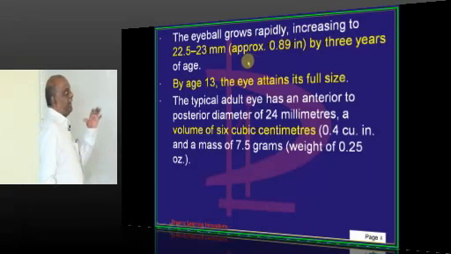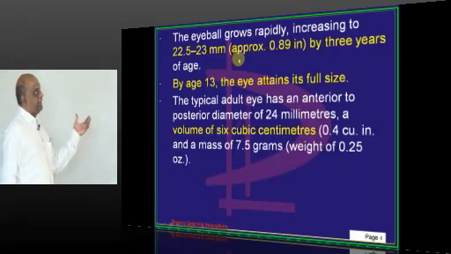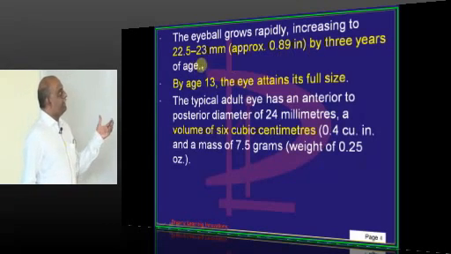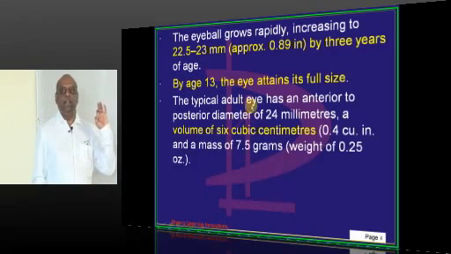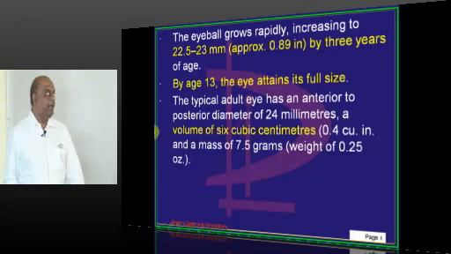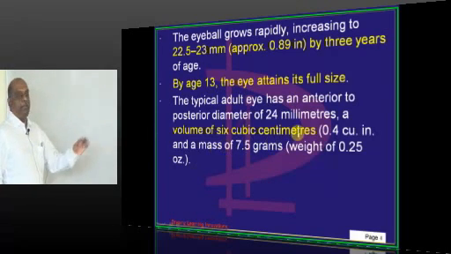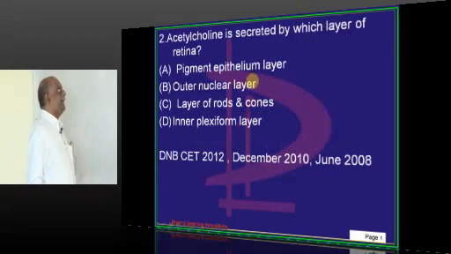Typically the eyeball grows very rapidly. It reaches around 23 millimeters in diameter by 3 years of age. And by age 13 the eyeball achieves the adult size, and the volume is about 6 cubic centimeters, is what you have to ultimately remember.